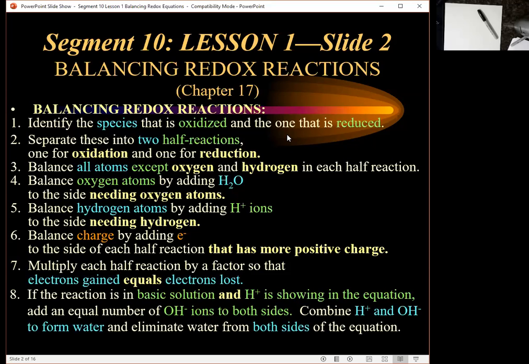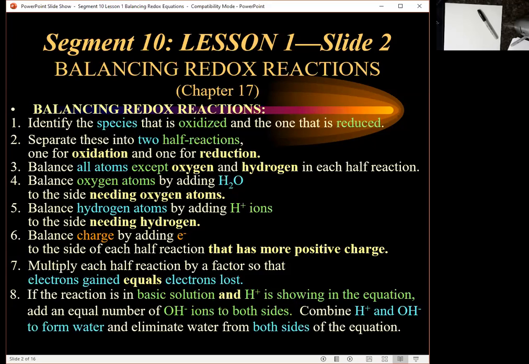And if the reaction is in basic solution, we're still going to use the same procedure. Now, the textbook and most of my colleagues tell you a different way to do it if you've got a basic solution. Now, I don't do that. I balance by just one method. And once I've got the equation balanced the way I've done through steps 1 through 7, I've balanced it as if it was in neutral or acid solution.